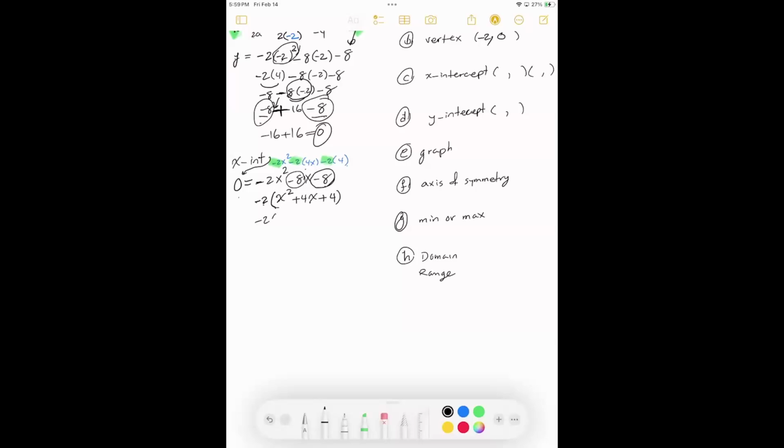How do I factor that? I look for two numbers that multiply to give me 4, 2 times 2, and if I add them, I also get 4. 2 times 2 is 4, 2 plus 2 is 4. So the factors are positive 2 and positive 2. So I have 2 of them, right? So I write it like that. Or you can set it equal to 0. Just solve one of them.